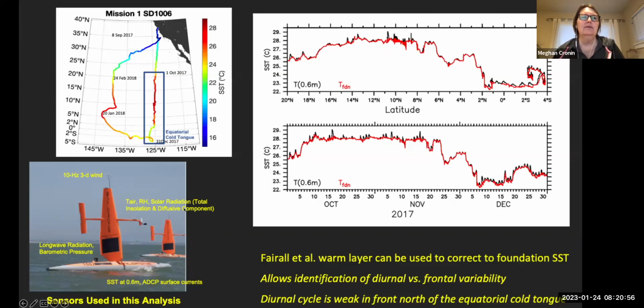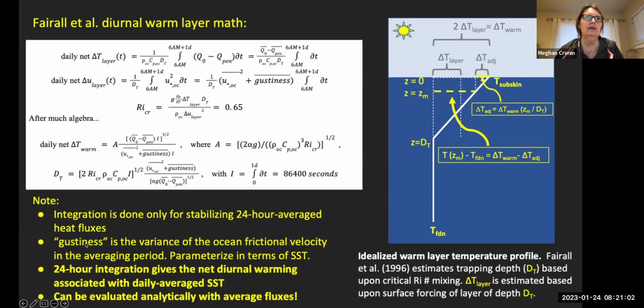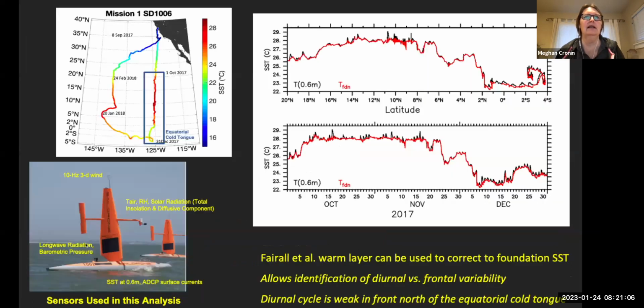Now I'm doing this with the sail drones, and I have to be able to calculate all of those heat fluxes and wind stress and frictional velocities. So I'm using the air temperature, humidity, solar radiation, long wave radiation, barometric pressure, sea surface temperature, and winds relative to surface currents.